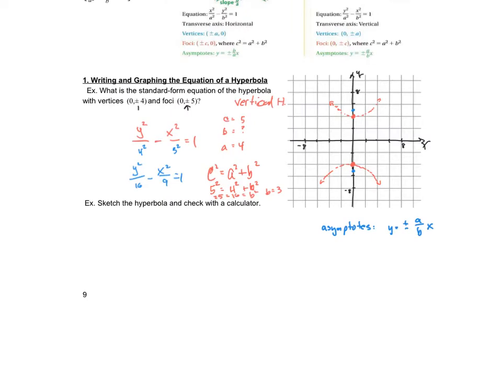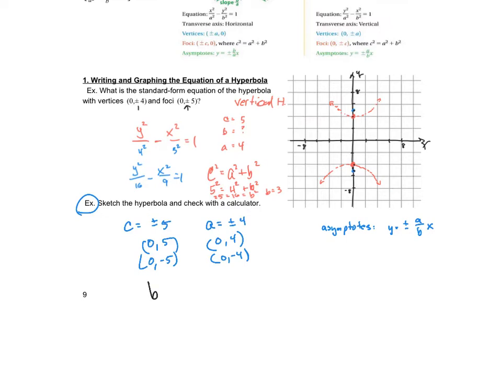All right, as I continue this next example, it says to go ahead and sketch it and check it with a calculator. Well, you guys can worry about that later, but we know that C is going to be equal to plus or minus 5. That's going to be my foci, or in this case, it's going to be (0, 5) and (0, negative 5). And then my vertices, we said, A is equal to plus or minus 4, or it's going to be (0, 4) and (0, negative 4). And we have graphed those two points already on our graph.